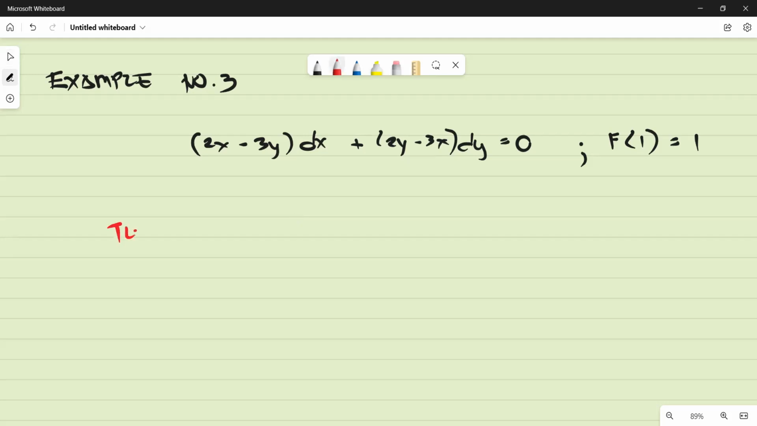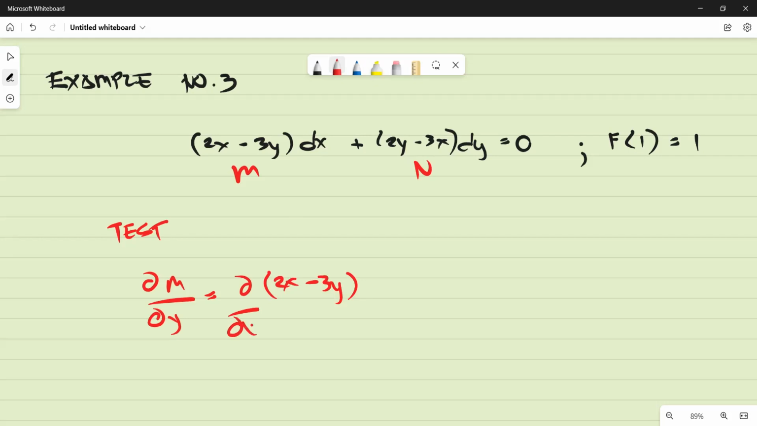So test natin. Again, identify muna natin yung M. This is our M and this is our N. So let's get partial of M with respect to y that is equal to partial ng 2x minus 3y with respect sa y. Na naging bilog na naman. Yan. Yung mukhang x naman ngayon. Yan.